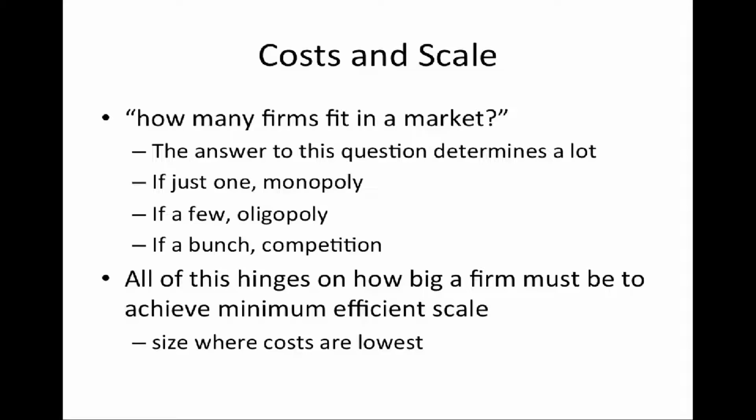If just one firm can fit in, we'll call it a monopoly. If a few firms fit in, it'll be an oligopoly. If a whole bunch fit in, we'll call it competition. But all of this hinges on how big a firm must be to achieve what you might call minimum efficient scale, or just the size where costs are lowest, or if you don't want to be that extreme, just the size where costs are low enough to really play.